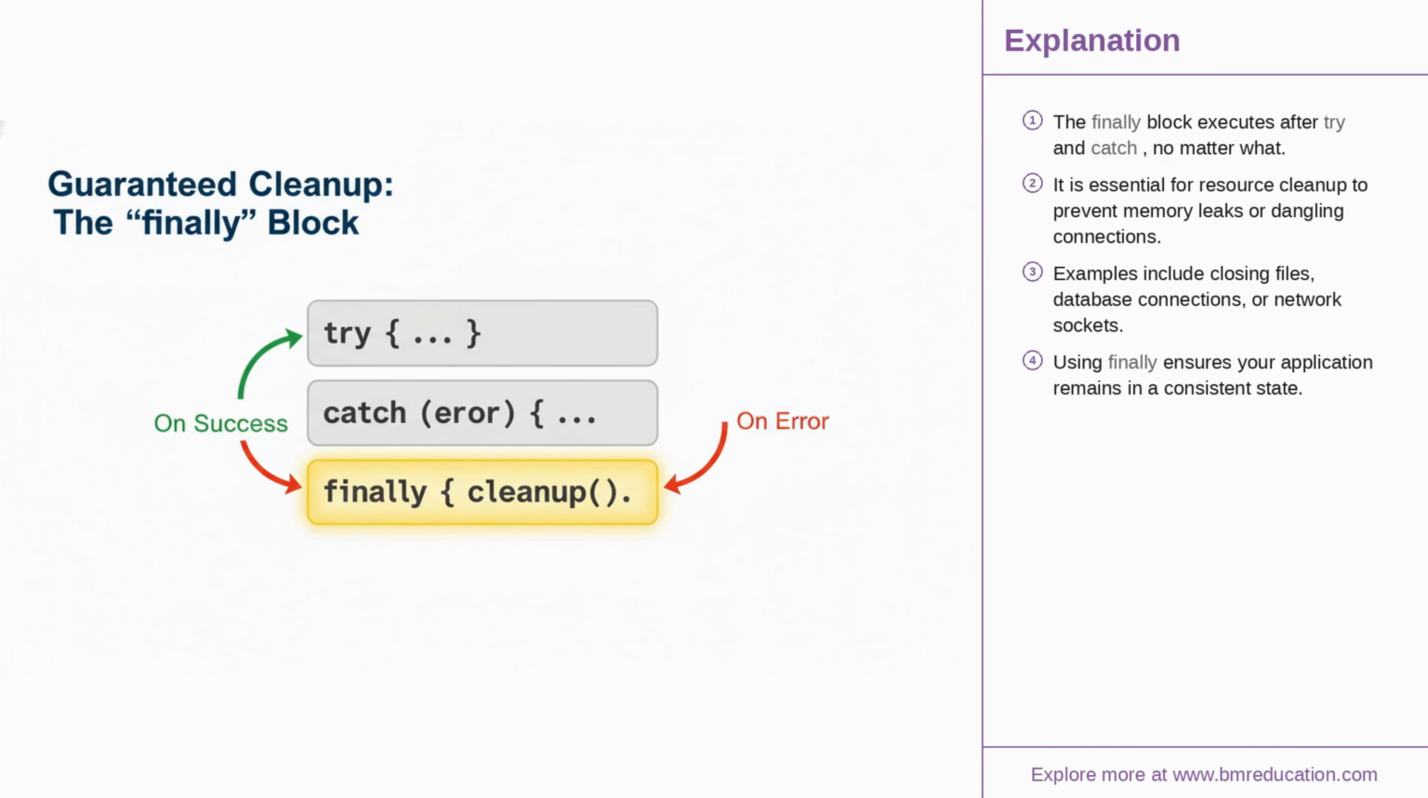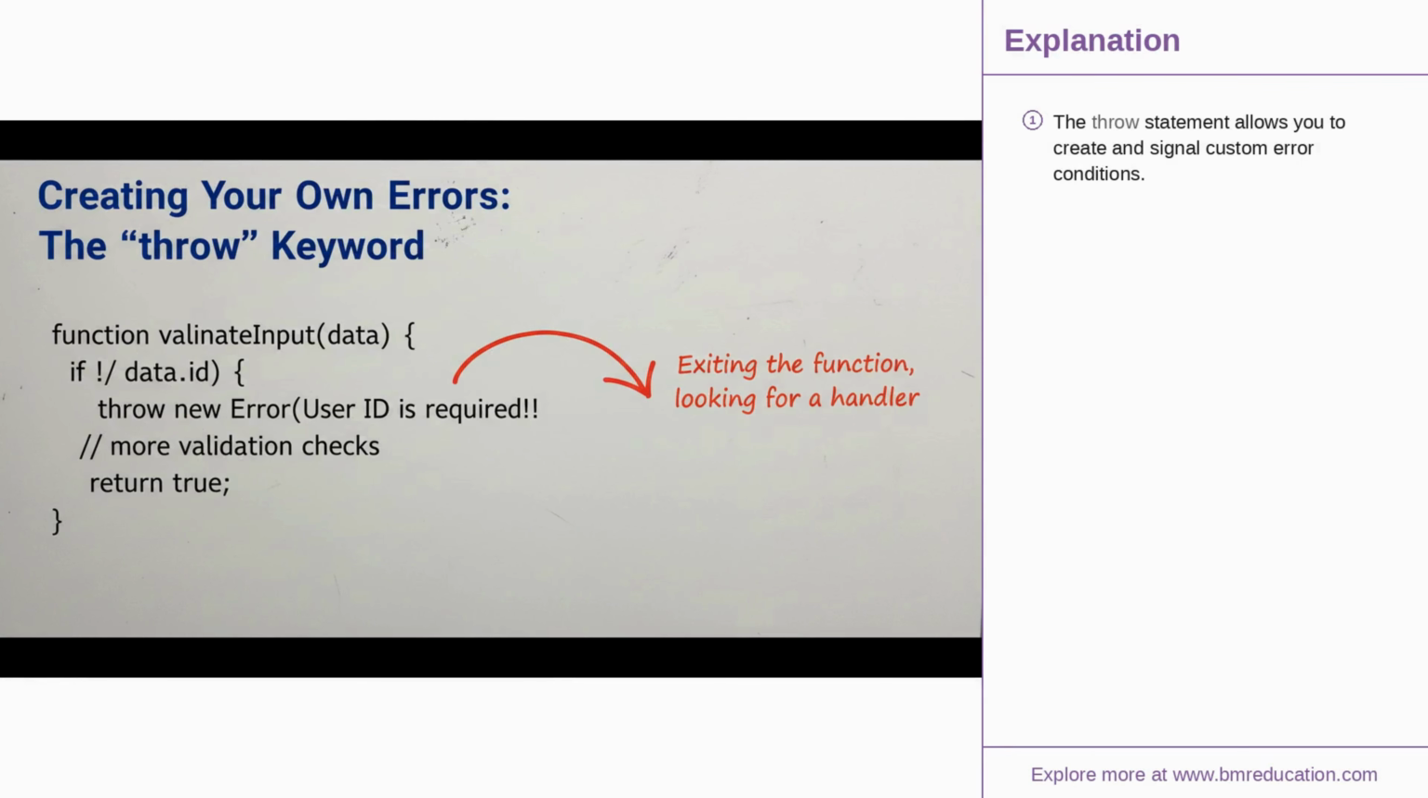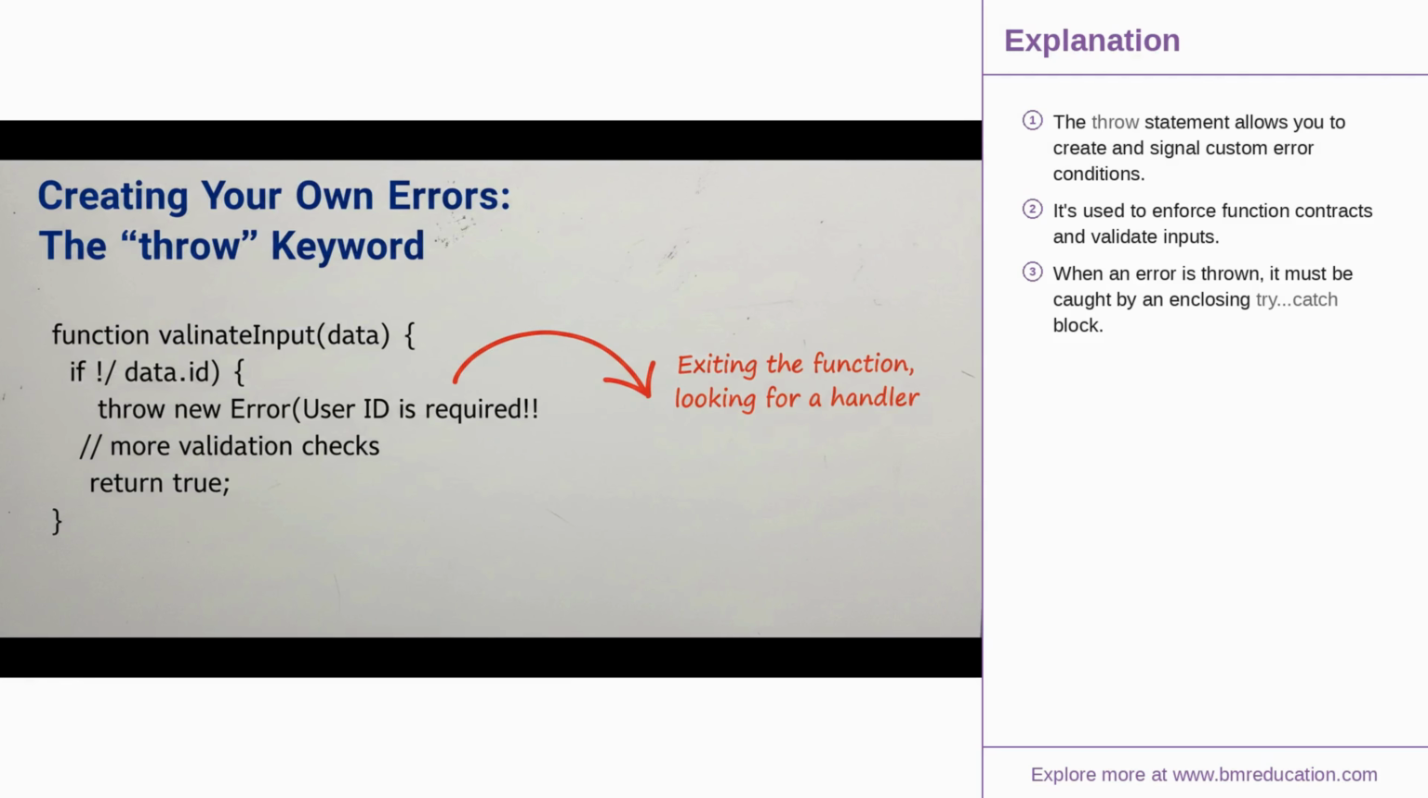Next, let's see how to create our own errors. Sometimes you need to signal an error condition yourself. For this, we use the throw keyword with a new error object. For instance, if a function receives invalid input, you can throw new Error('Invalid arguments'). This immediately stops the current execution flow and bubbles up the call stack until it's caught by a try-catch block. This is how you proactively create and signal synchronous errors in your application.